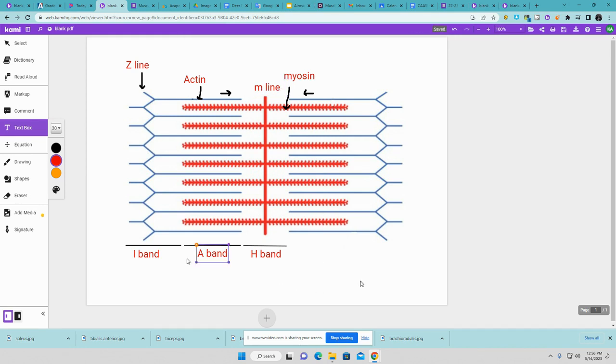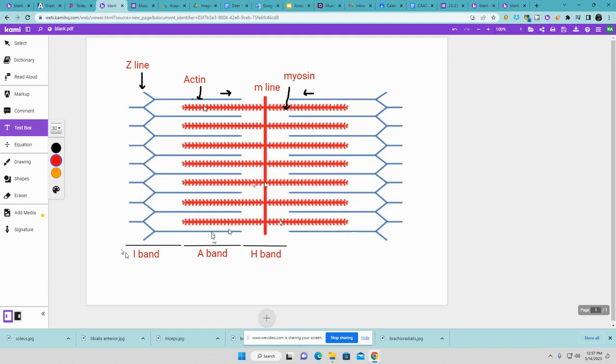All right, so that's your sarcomere. You have the light-shaded I band that just has the thin filaments, the actin. The darkest region, the A band, contains both actin and myosin. And this is what gives the striated muscle its stripes. And the H band in the middle just contains the thick filaments, the myosin.